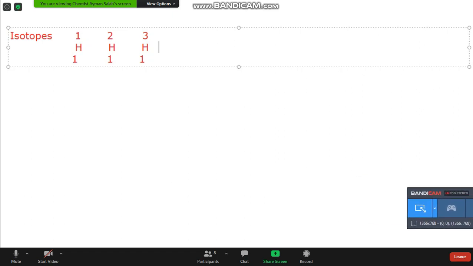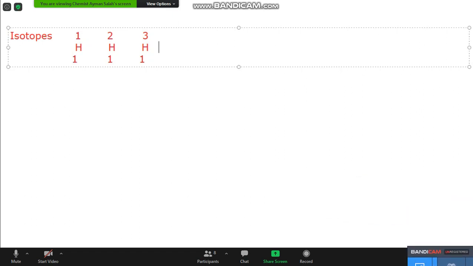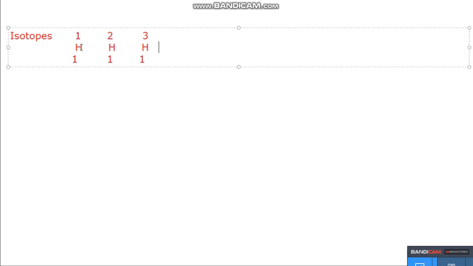They are the same atom. They are the same element. Why? Because they have the same symbol. If I write here HE, for example, or HA, they are different elements. But I wrote H, so they are the same element. They are the same element because they have the same symbol.